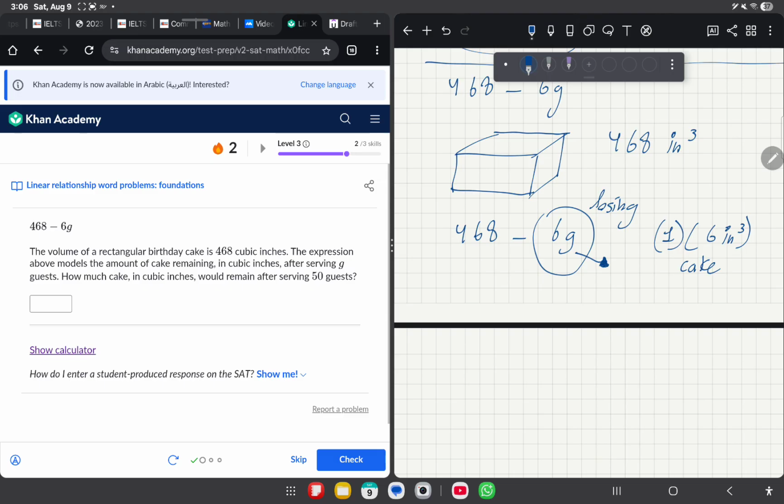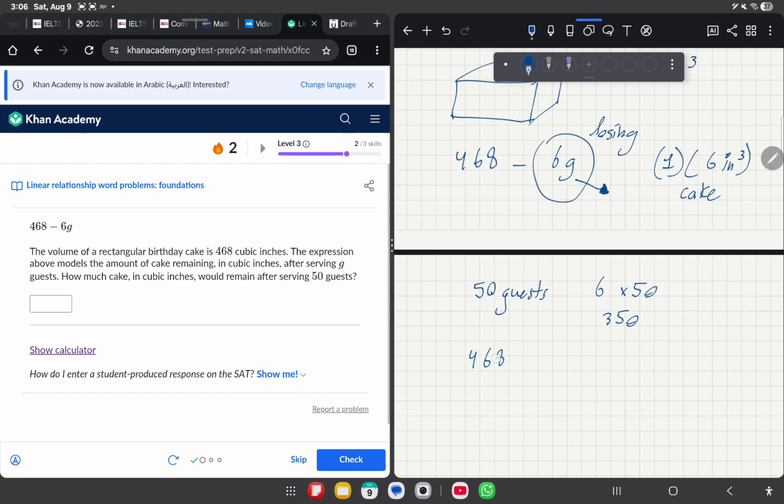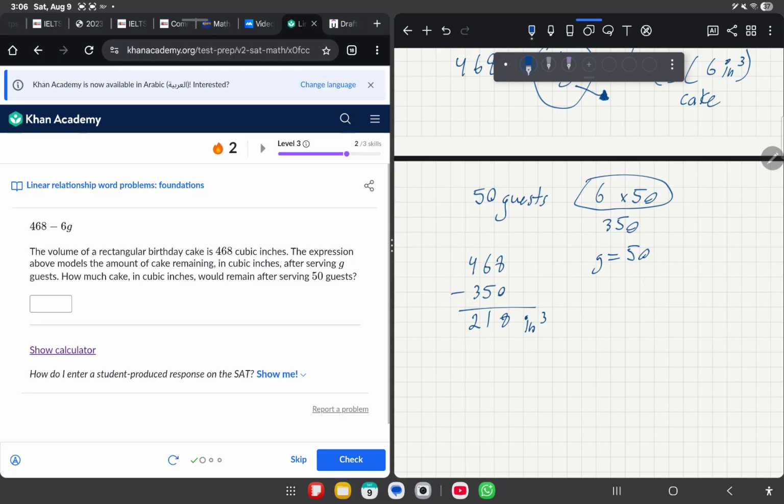After serving g guests, how much cake in cubic inches would remain after serving 50 guests? What am I supposed to do? 6 times 50, which is 300. So 468 minus 300. Why did I do 6 times 50? I'm substituting g, the number of guests, which is 50. Now when you're plugging into the equation, don't write cubic inches.